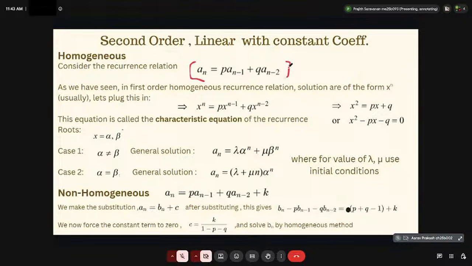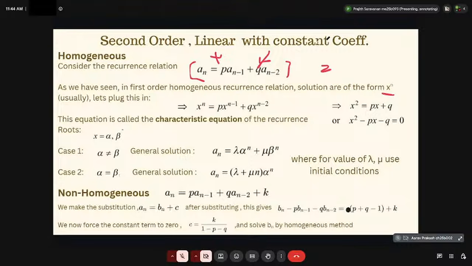This is second order because the difference between n and n minus 2 is 2. And it has constant coefficients. P and Q are going to be constants. Now, a general strategy over here is to substitute x to the power n for an. You might have observed that in general recurrences, the solution is of the form x power n.